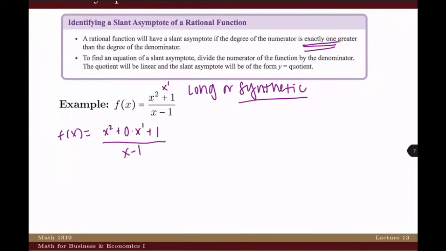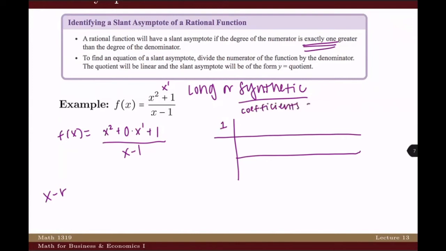Now what you're going to do for synthetic division is, you remember that the divisor is always in the form, I think it's x minus r. I think that's the letter they use. So that means we're going to pick 1 to go up in this corner. And then we want the coefficients of the numerator polynomial. So the coefficient of x squared is 1, the coefficient of x is 0, and then we just have 1.